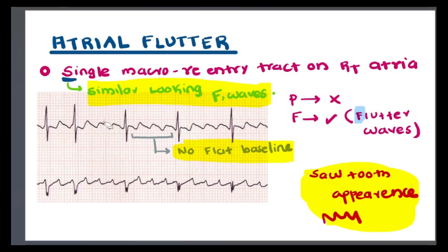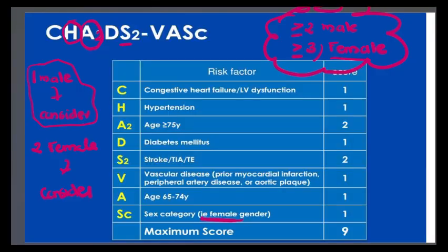Flutter can be regular in rhythm or irregular in rhythm. So yeah, that's it. Just look for the flutter waves, guys. That's it. The rhythm can be regular or irregular, and it's also called sawtooth appearance. Yeah, that's it. Now atrial flutter is not that important, and the management of atrial flutter and fibrillation are the same.